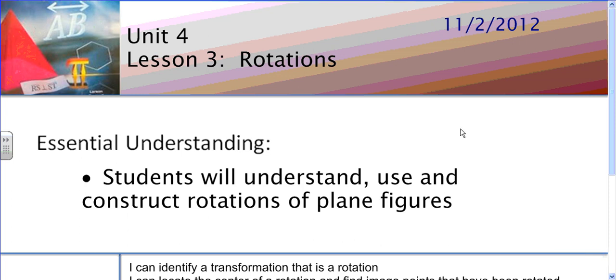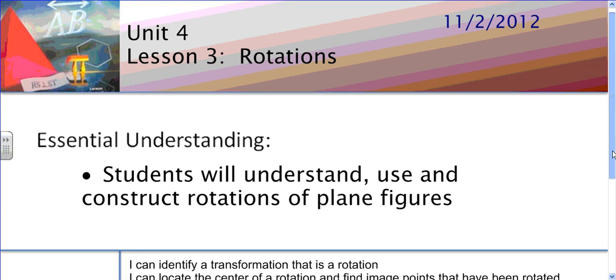Okay, so this is our third lesson in our unit on transformations, and we're going to focus on rotations in this lesson. So our essential understanding, or our learning goal, is that students will understand, use, and construct rotations of plane figures.